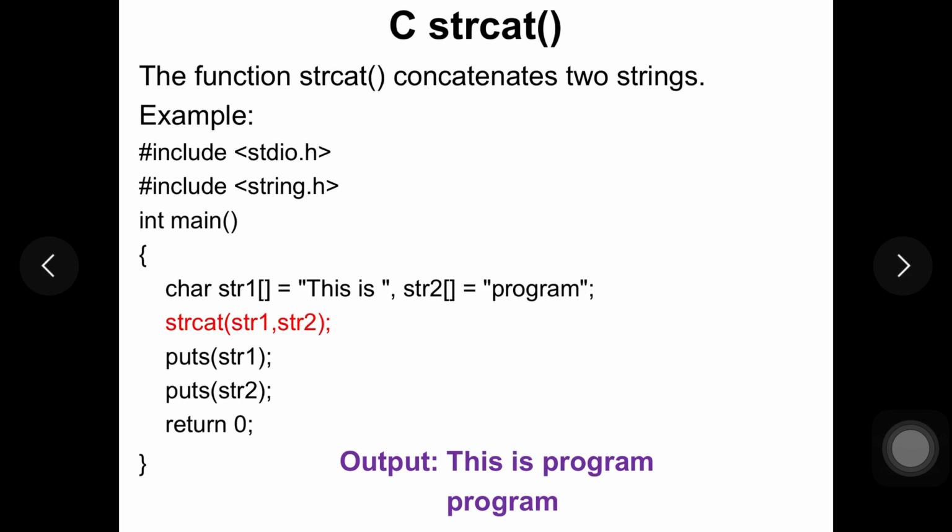Now, for example, if I interchange these two, writing string 2 on this side and string 1 on this side, what will be the output? Now the joining operation will be stored in string 2, because it is on the left side. The output will be "program this is", and string 1 will be just "this is". So this is string concatenation, or joining of two strings.